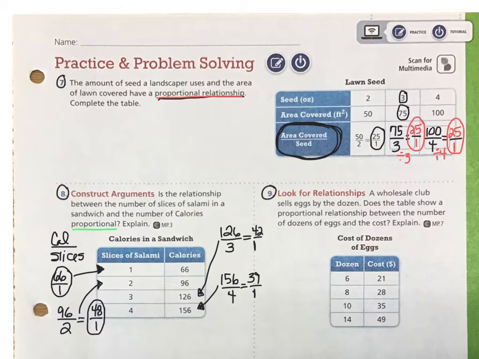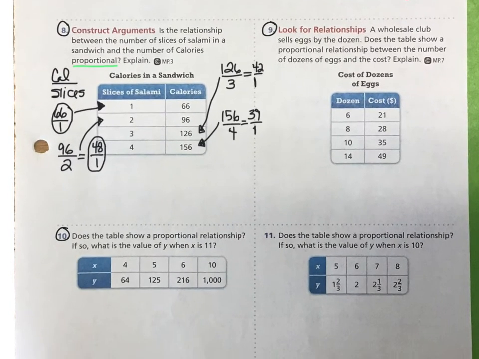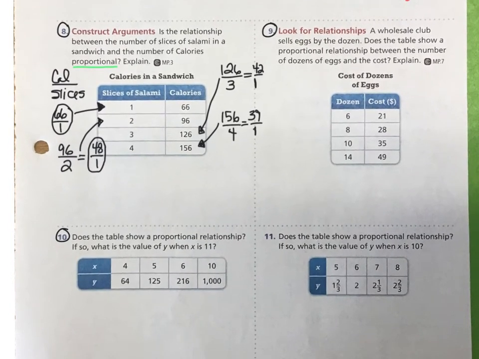When you look at these ratios, are they equivalent to each other? I don't think they are. If I look at these ratios here, each one of them produces a different unit rate. So this is not a proportional relationship.